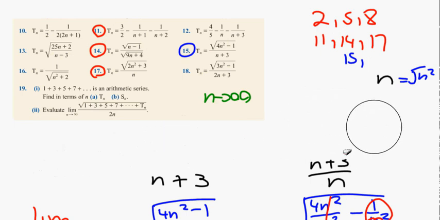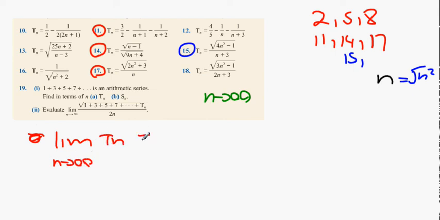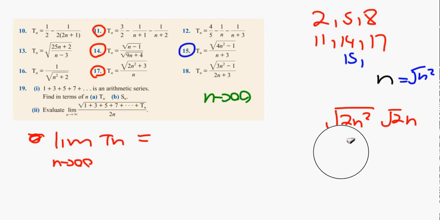Now we're on to question 17. Okay, so question 17 is the same deal. What we're looking at here is the limit as n approaches infinity of Tn. Now, once again, the square root of 2n squared is the significant part, and so is n. And when we square root it, it's going to be the square root of 2n. So we have to divide top and bottom by n, because n is the biggest power.